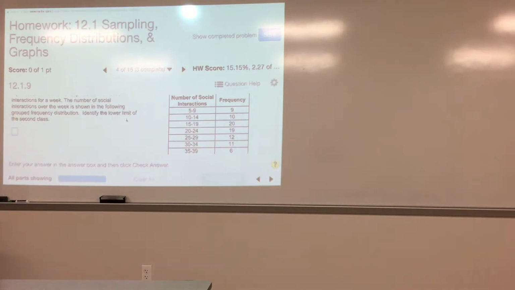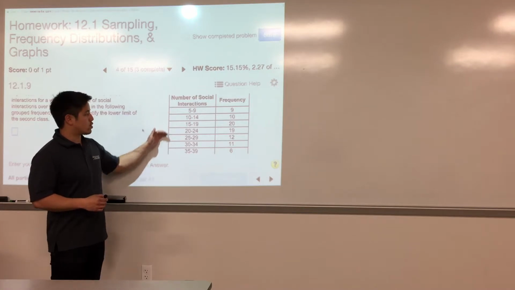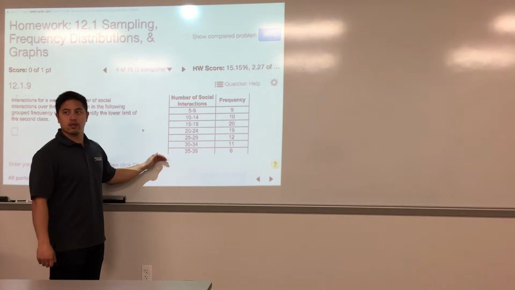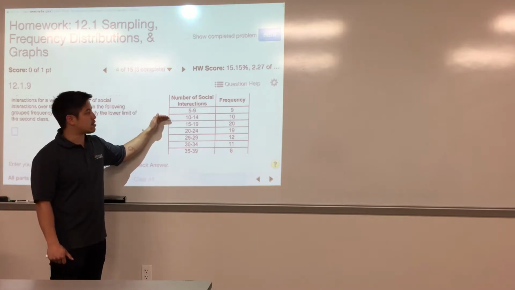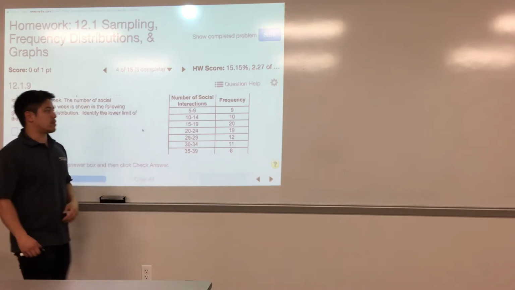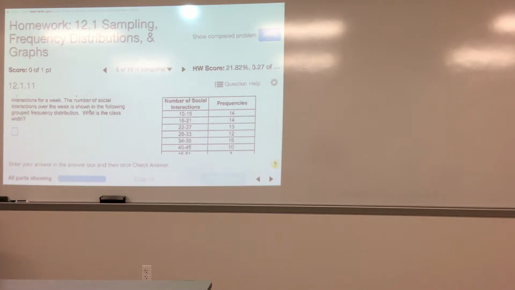Identify the lower limit of the second class. What's the second class? Which one is this? What's the second class from the top? 10 to 14, exactly. So this would be the second class, and you can guess the lower limit is what? What is it? 10. 10, exactly, good. There it is, bottom end. Okay, now, let's take a look at this next one, next problem.